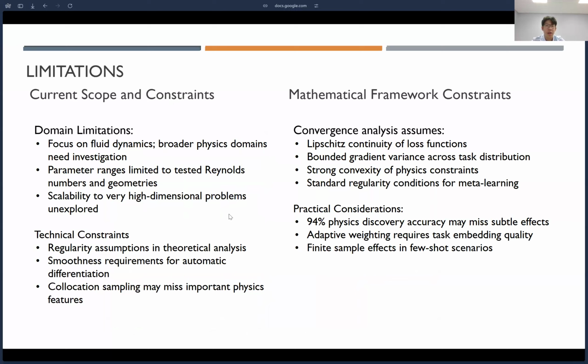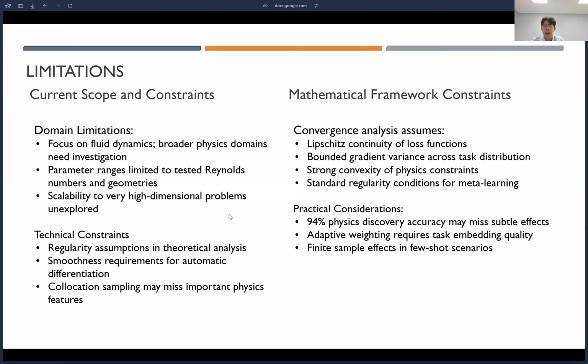So I would like to expand to broader fluid dynamics. And then the parameter ranges are also limited to tested Reynolds numbers and geometries for validation. And then the scalability, I haven't really scaled it to high dimensional problems, so there isn't a lot there to talk about. Technical limitations include the regularity assumptions in theoretical analysis, smoothness requirements for automatic differentiation, and collocation sampling may miss some important physics features.